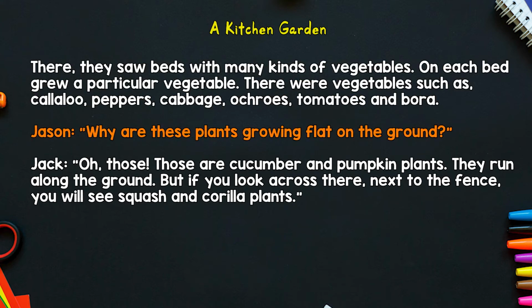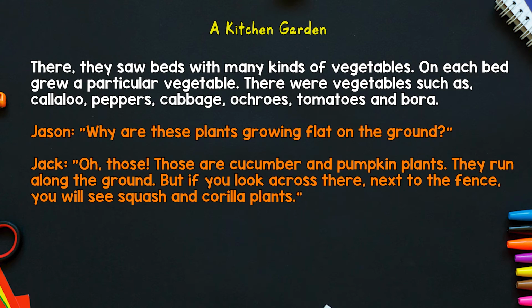Jason, why are these plants growing flat on the ground? Jack: Oh, those are cucumbers and pumpkin plants. They run along the ground. But if you look across there, next to the fence, you will see squash and carilla plants.